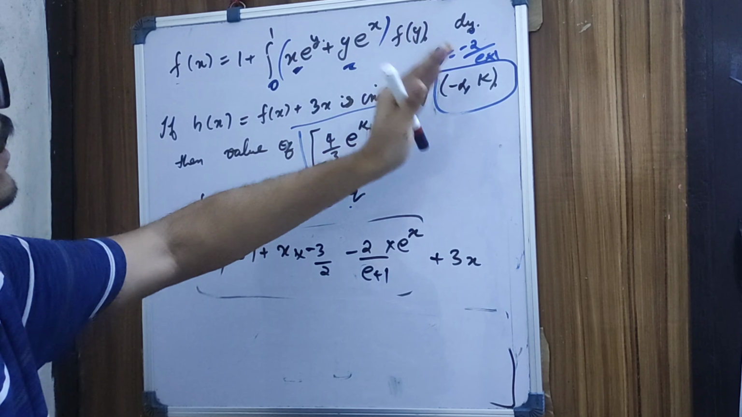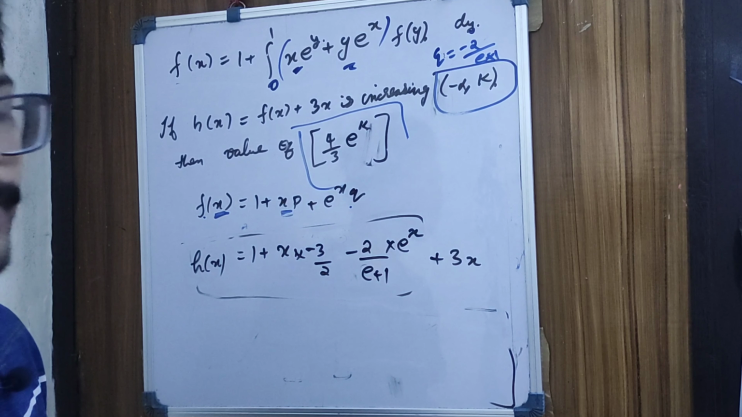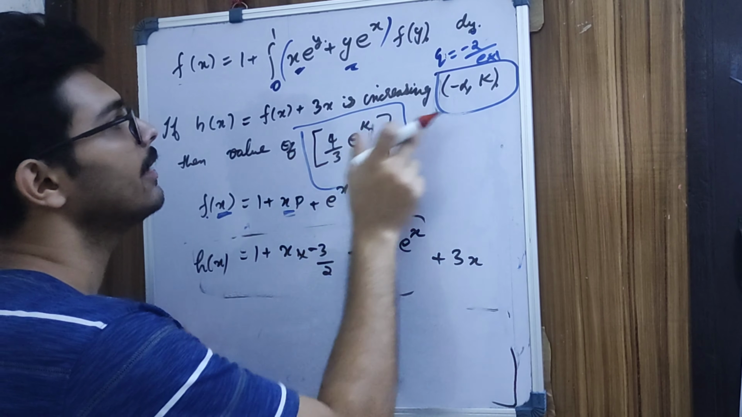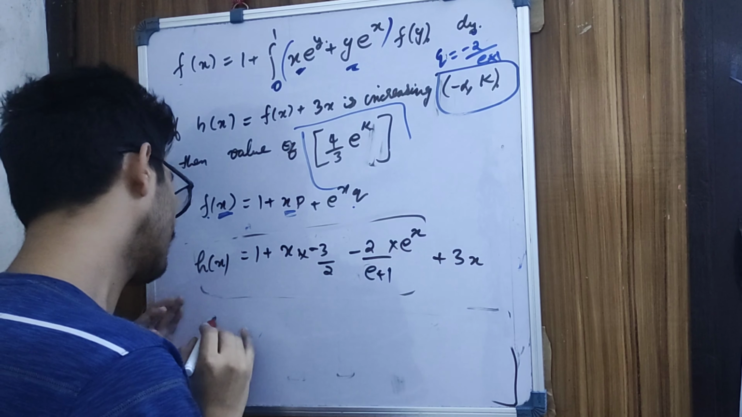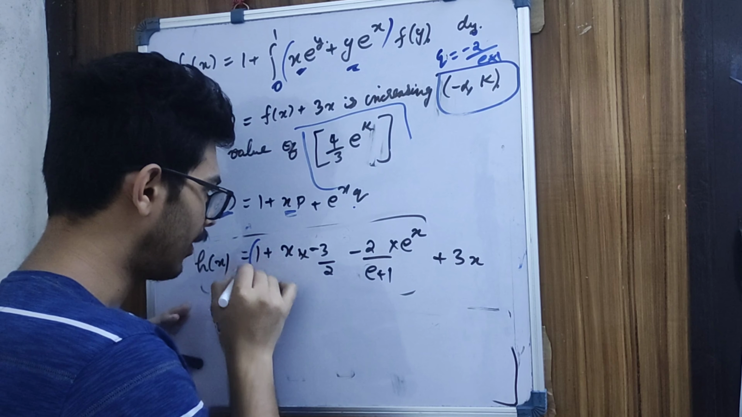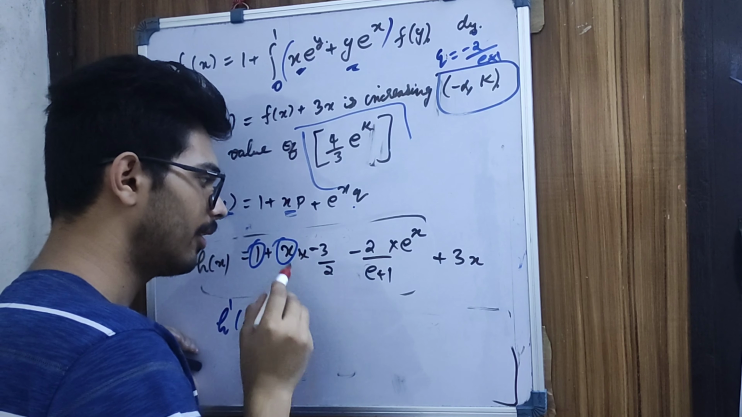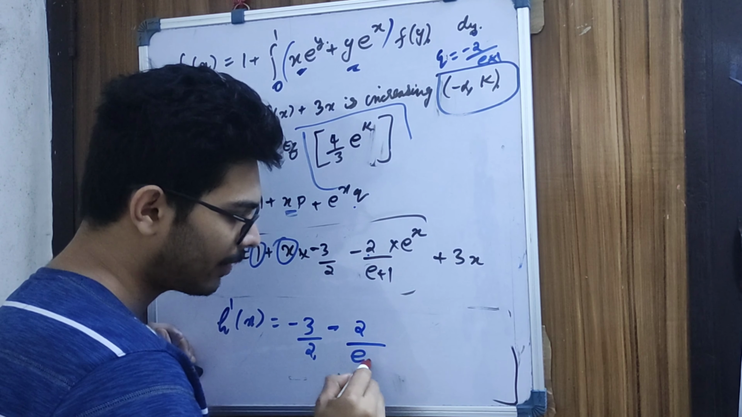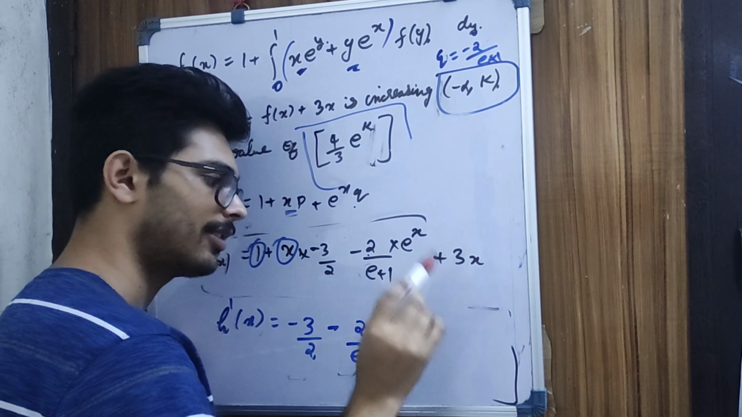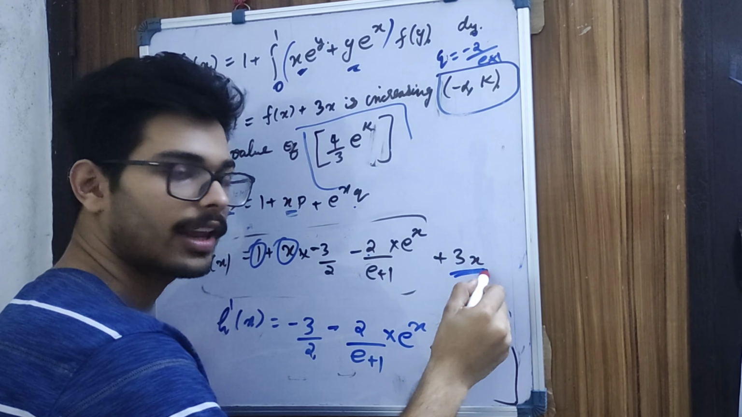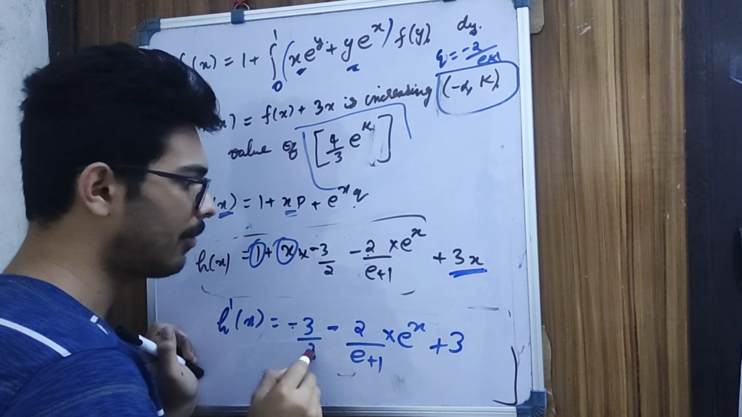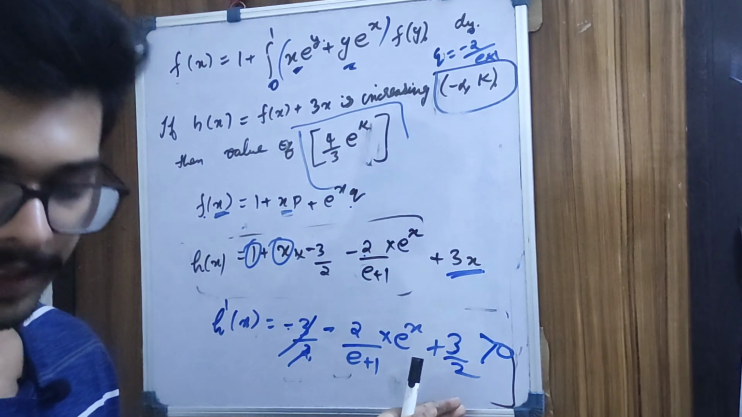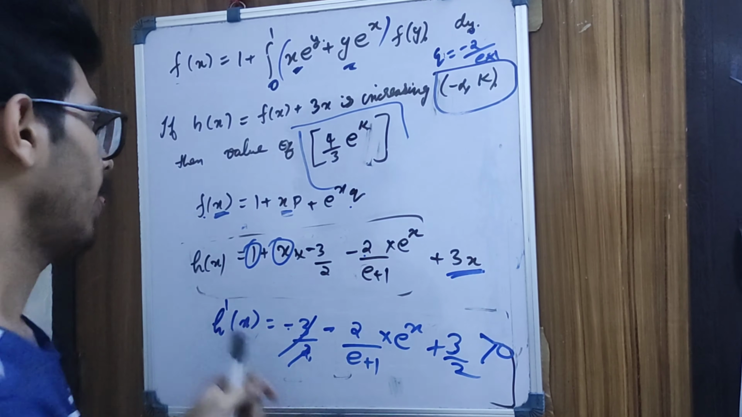And in the second case, it is given that the function is increasing from minus infinity to k, which means its derivative will be always greater than 0 in this interval. So I am taking the derivative. H dash of x equal to derivative of 1 will be equal to 0, derivative of x equal to 1, which will be equal to minus 3 by 2, minus 2 divided by e plus 1 is a constant and e raised to x, derivative of e raised to x equal to e raised to x, plus what is the derivative of 3x, which will be equal to 3, and minus 3 by 2 plus 3 will be equal to plus 3 by 2 greater than 0. As the function is increasing, its slope will be always greater than 0.